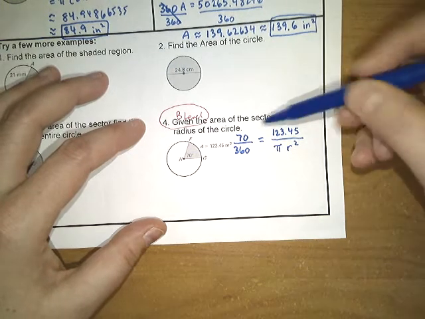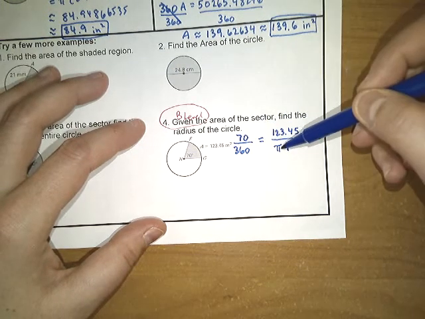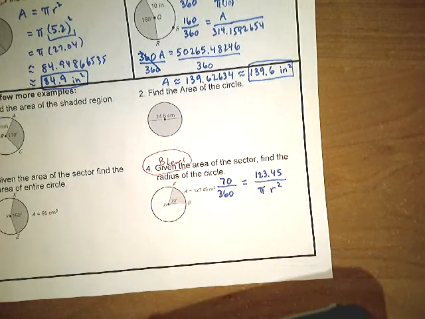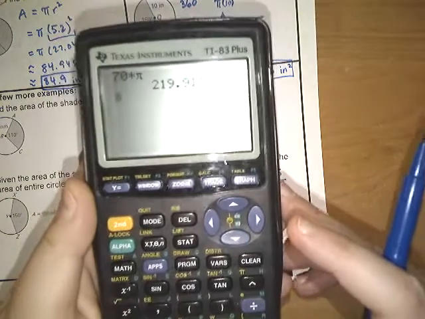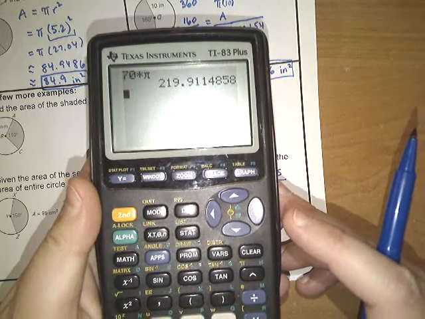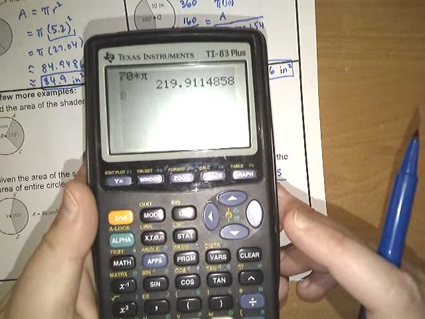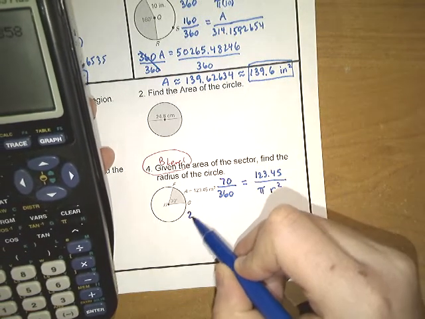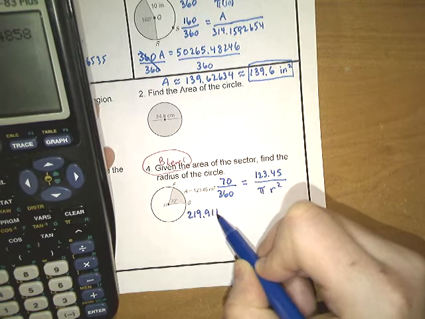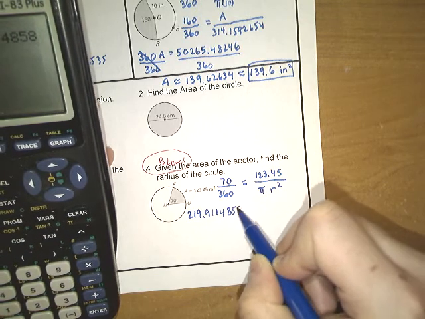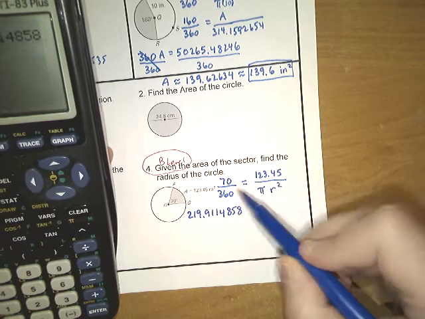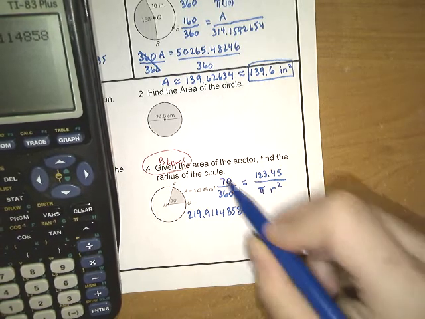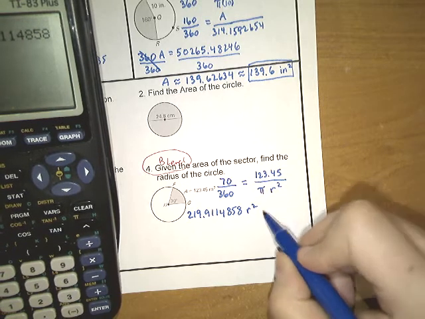Here's how I would do it. I would multiply 70 times pi on my calculator. 70 times pi. Okay, I know there's a lot of decimals there. I'm sorry. 219.9114858. So if I multiply this way, I get 219.9114858. And then don't forget the r squared. So 70 times pi is this, and then bring along the r squared for that multiplication diagonal this way.